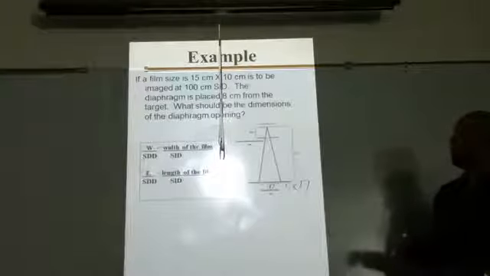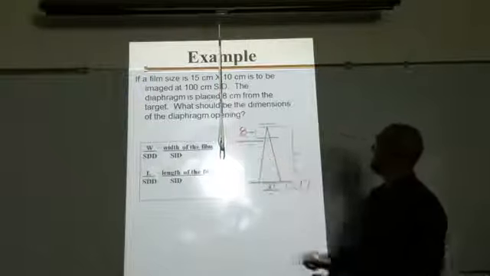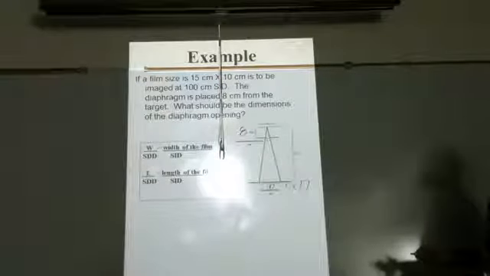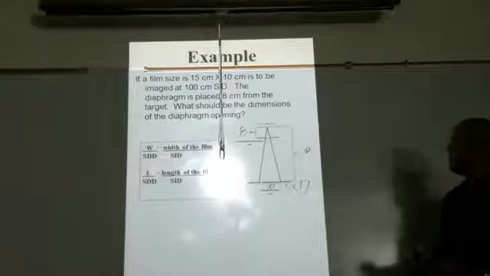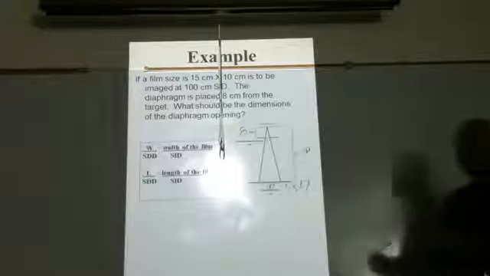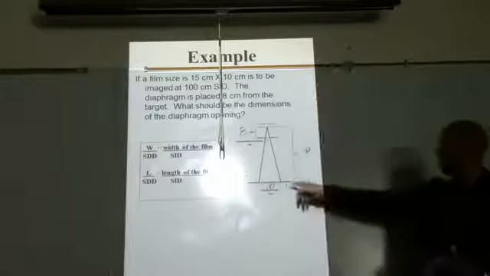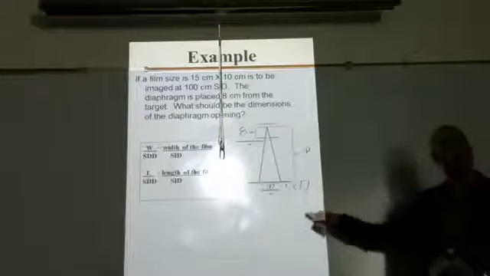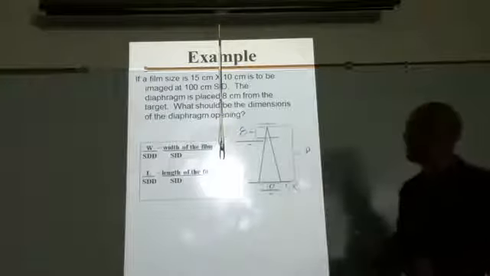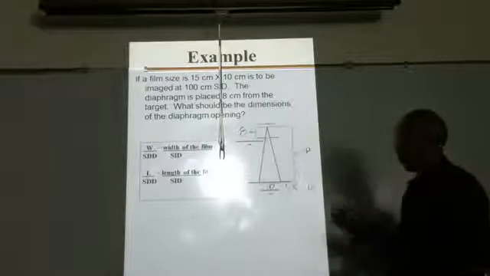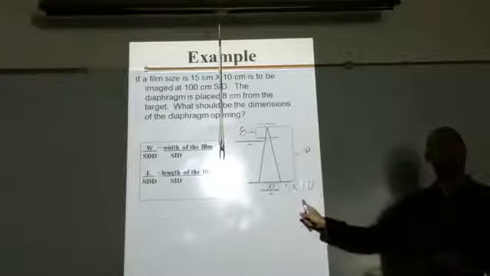You guys following so far? The diaphragm is going to be placed 8 centimeters away from the source or the target. My SID is 100. What is the dimension of my aperture window to give me a beam size of 15 by 10? 15 by 10. What size window here do I need to give me a projected beam size of 15 by 10?